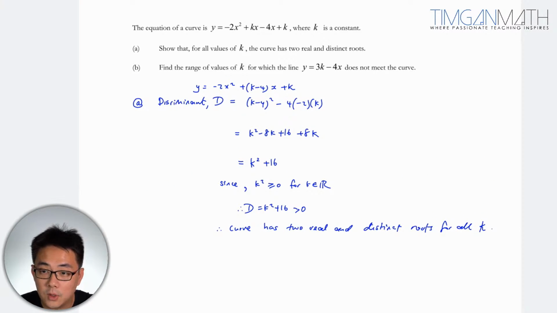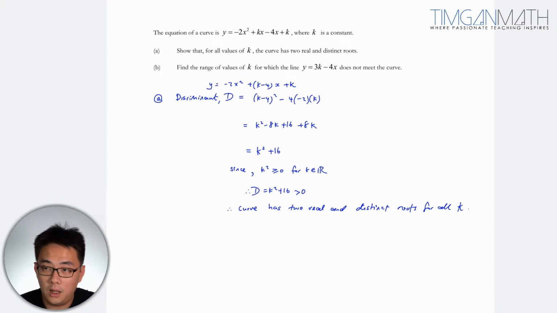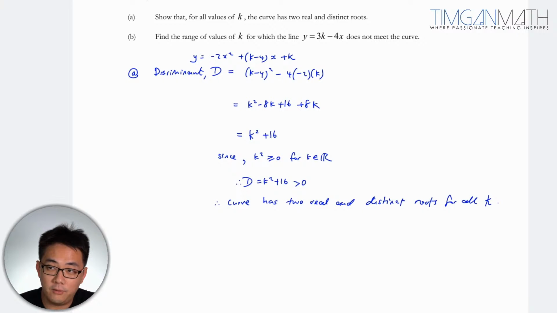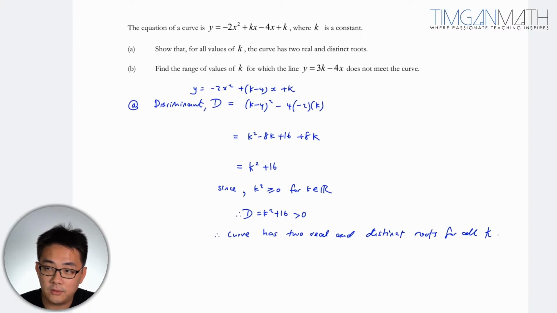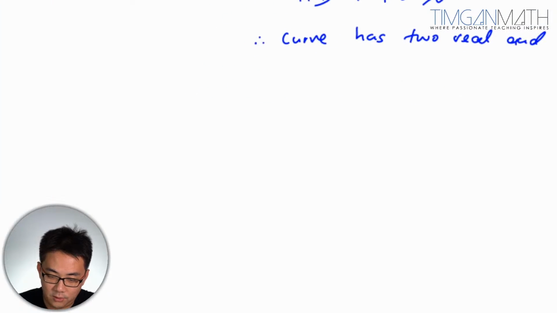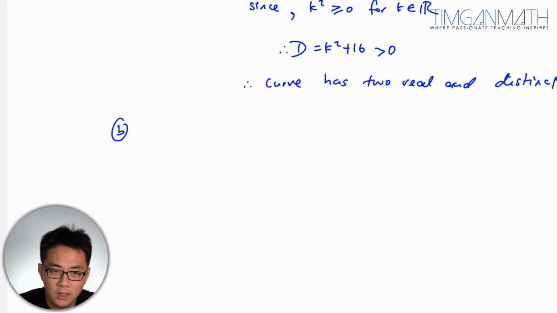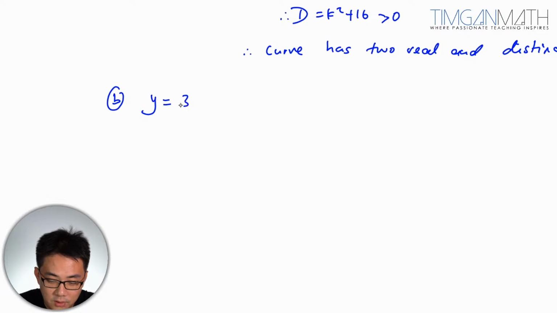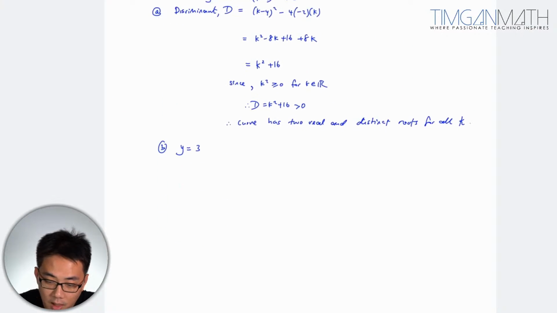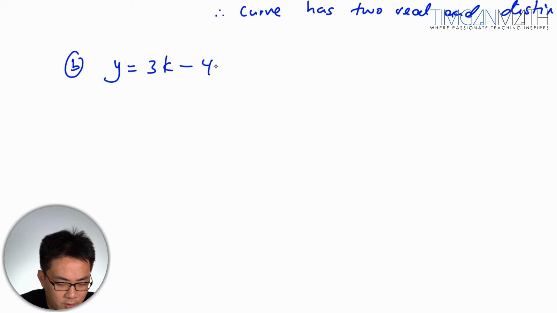Let's look at the subsequent one. As for the subsequent part B, you're told to find the range of values of k for which y equals 3k minus 4x does not meet the curve. Okay, great. Let's see how we can do this. So I'm going to plot this same thing into the graph, and we'll try and assess what is going on here. So this is 3k minus 4x. This is actually a straight line.